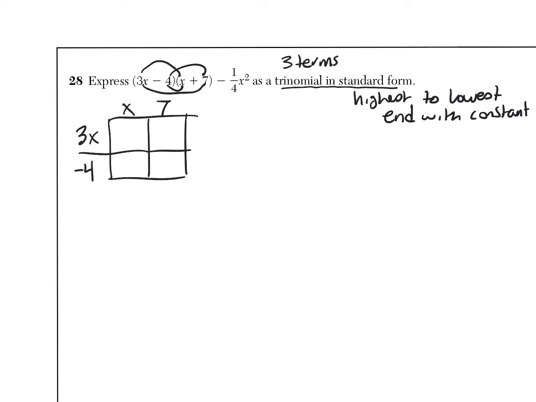So I have 3x times 1x would be 3x squared. 3x times 7 would be 21x. Negative 4 times 1x would be negative 4x. And negative 4 times 7 would be negative 28. So then you have your boxes that combine. Your two x's can be combined. So you'll have a 3x squared plus 17x minus 28.